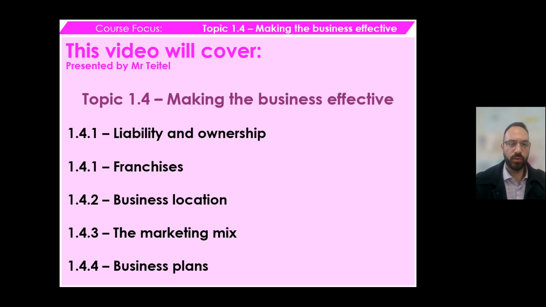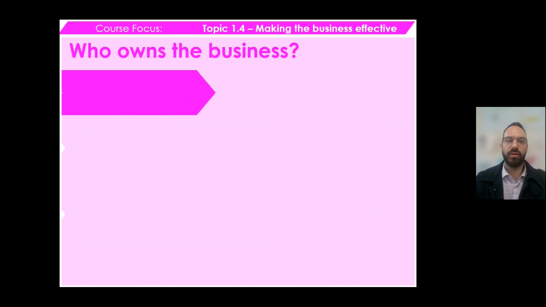So we're going to cover 4.1 liability and ownership, 4.1 franchises, 4.2 business location, 4.3 the marketing mix, and 4.4 business plans.